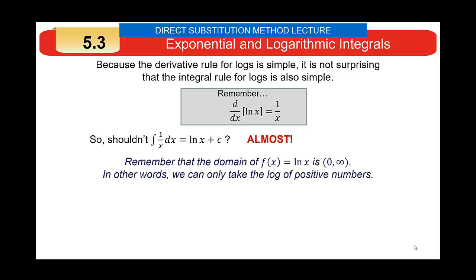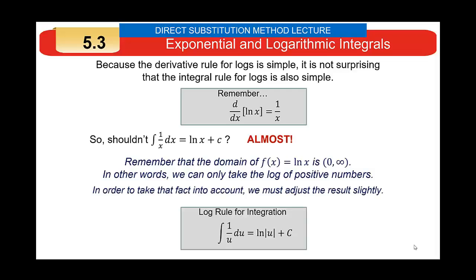There's one thing that we need to remember. The domain of the function f of x equals natural log of x is the open interval from 0 to infinity. You can't take the logarithm of a negative number. The formula actually works as long as we adjust it to say, the integral of 1 over u du is the natural log of the absolute value of u plus c. Written that way, the formula is the way we want to use it and remember it.